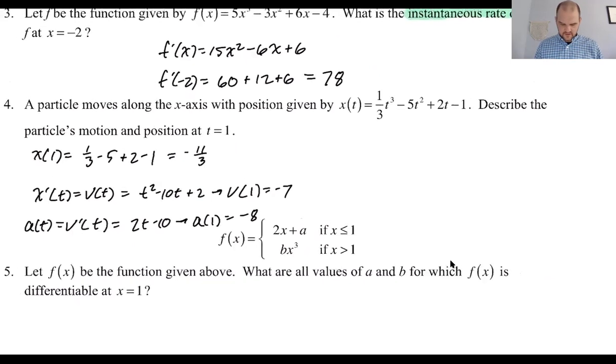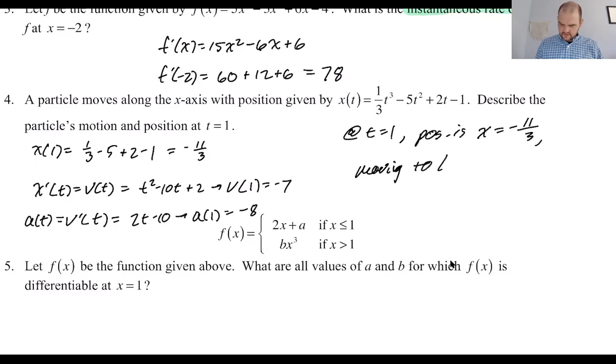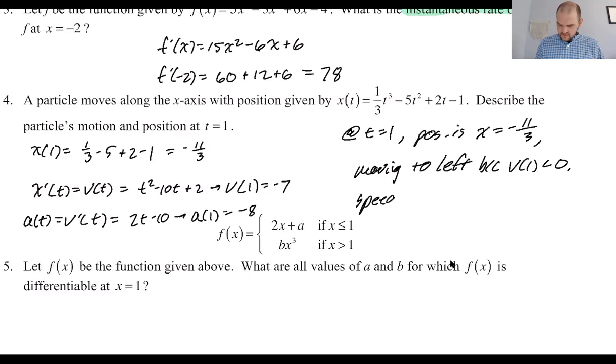All right, so what are we going to do? We're going to say at t equals 1, the position is x equals -11/3, moving to the left. And we want to say why. So why is it moving to the left? Because v of 1 is less than 0. Speed is increasing because a of 1 is less than 0.